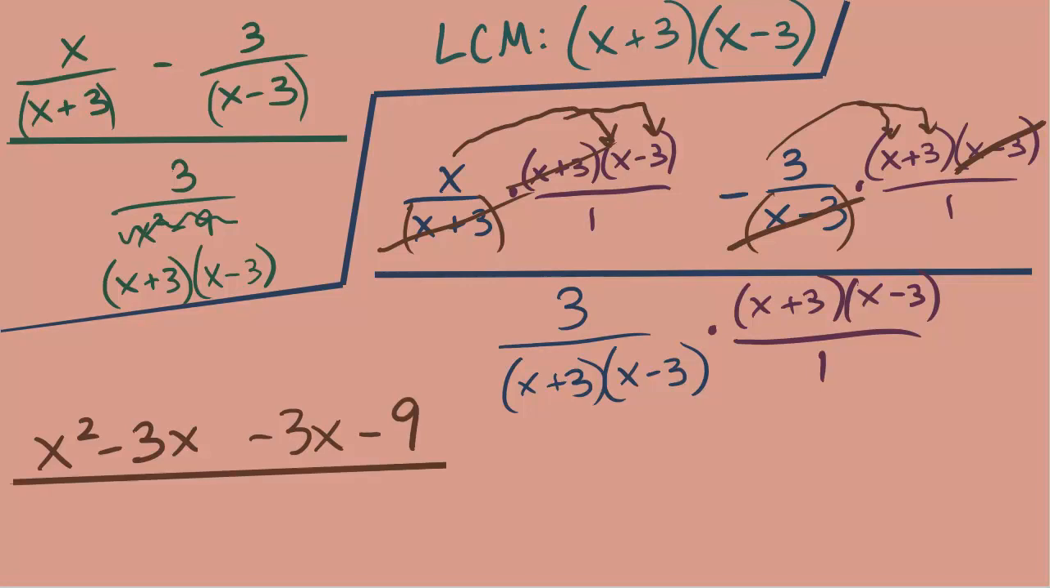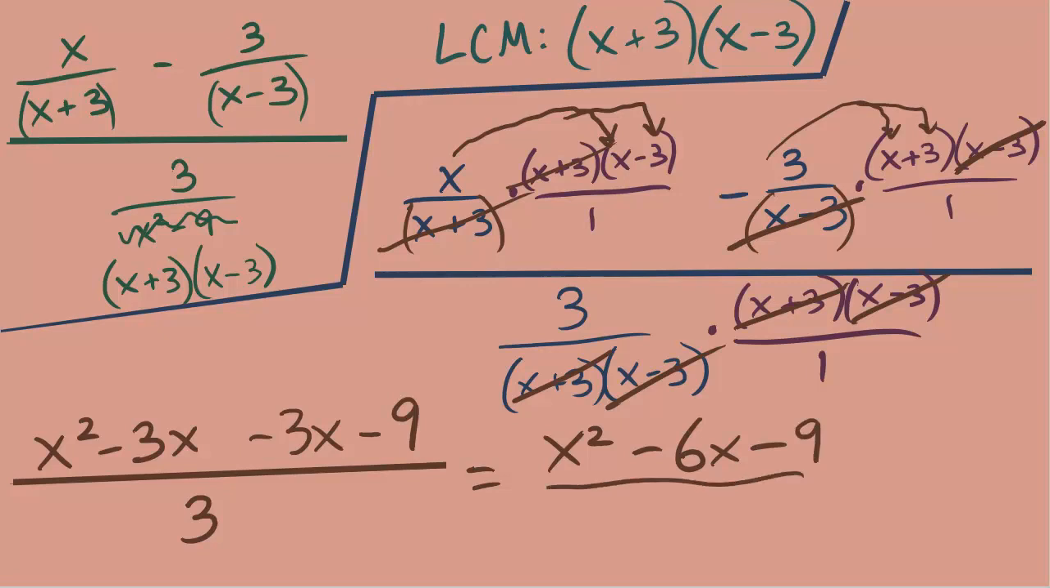That takes care of our numerator. In the denominator, x plus 3's cancel and x minus 3's cancel. That leaves us with only 3. Next, let's combine these like terms. X squared minus 6x minus 9. It's all over 3.